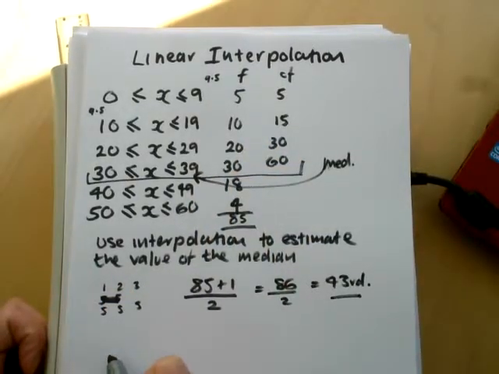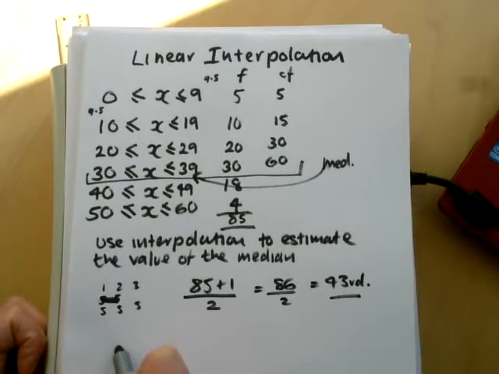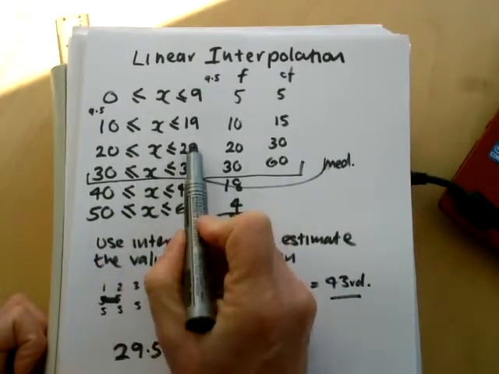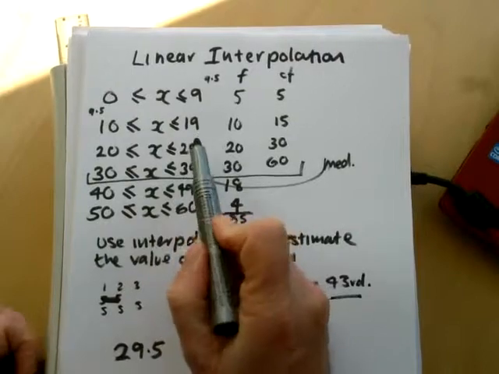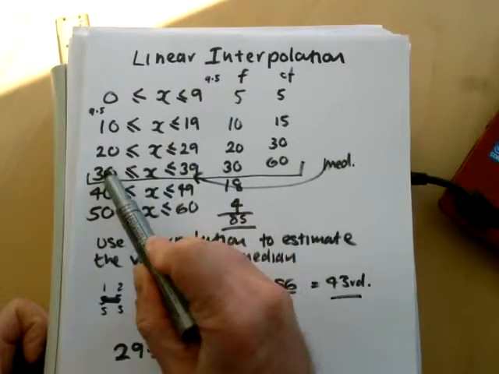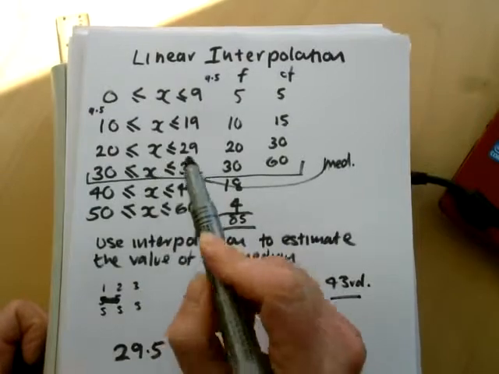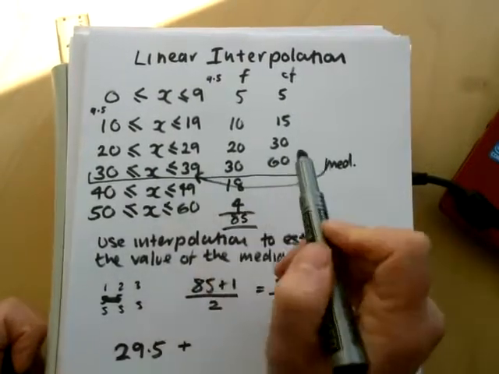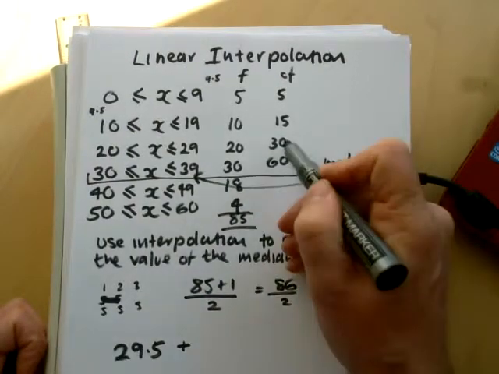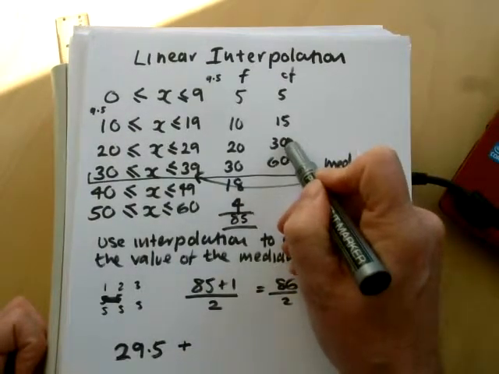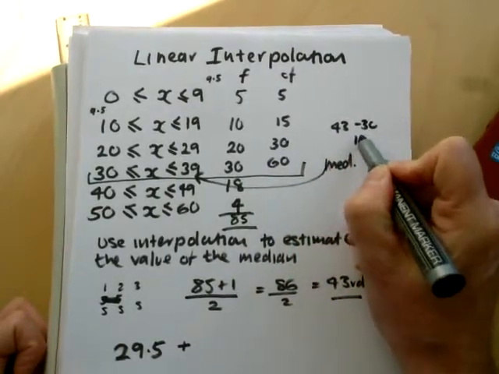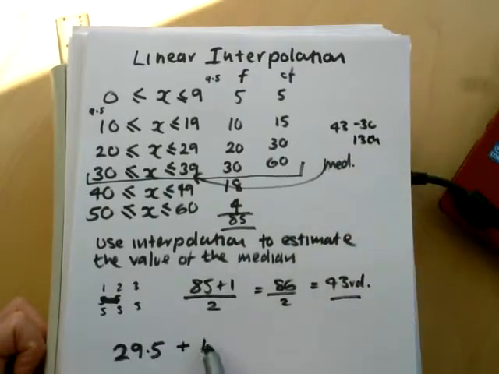If we take the start of that interval, the start of the interval is 29.5. That's the start of the interval because we're measuring on a continuous scale, there's a gap between 29 and 30. You might see other questions where these two numbers are the same, and then obviously it would be 30, but in this particular case, 29.5. Now, we want to know how far we are into that interval. Well, we want the 43rd score, and there were scores before it, so we take those away. So we're the 13th score in that interval.